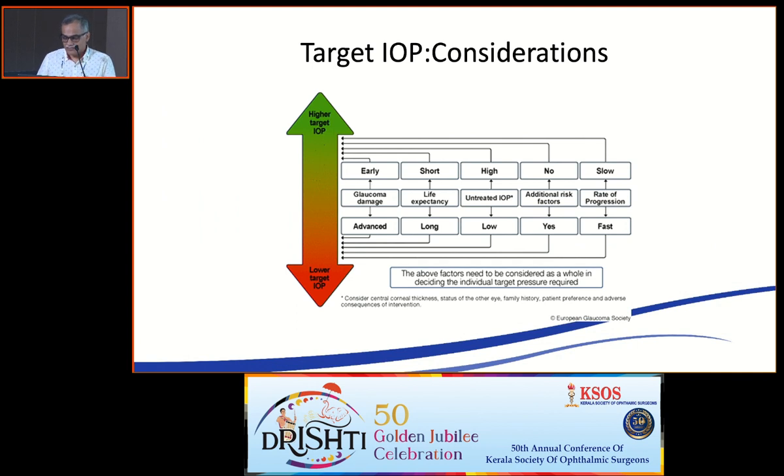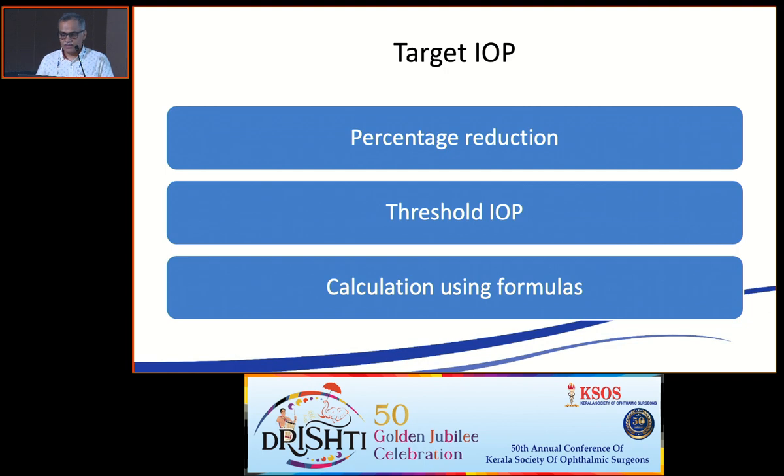So again, from the European Glaucoma Society, these are the considerations that you must take into account when you set a target IOP. Now, target IOP can be either a percentage reduction, could be a threshold IOP, or it could be calculated using formulas. There are numerous formulas available. There are numerous nomograms available. We usually don't follow them. I think Jampel's formula is the most commonly used formula.